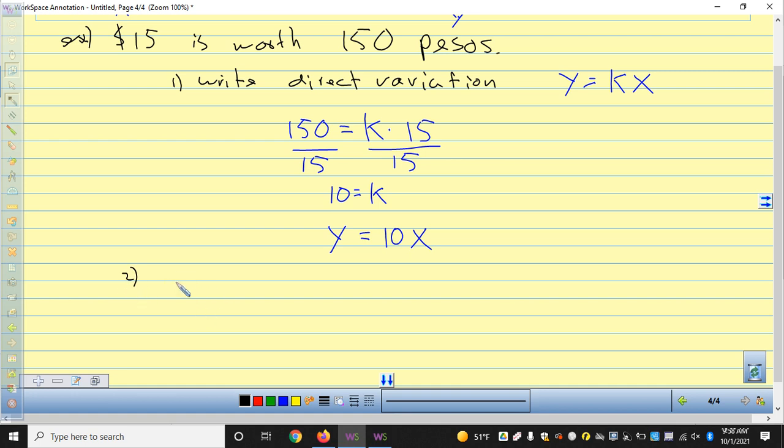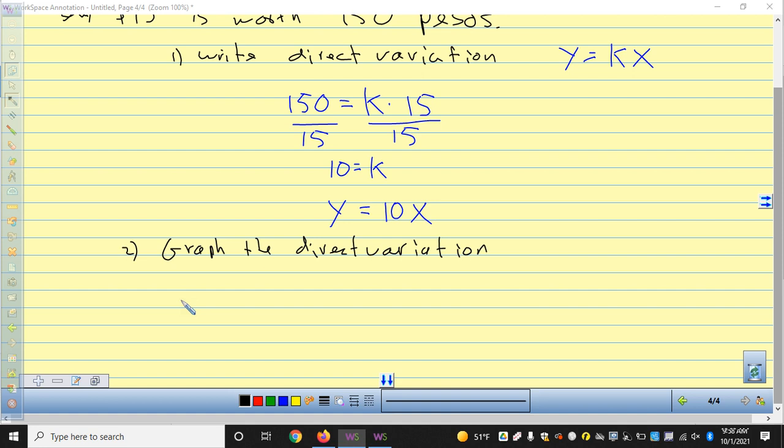The next part of the problem says graph the direct variation. Well, first I'm going to make a table, X, Y. And I'm going to pick nice numbers for X. How about 1, 2, 3, 4? Y equals 10 times x. Well, 10 times 1 is 10. 10 times 2 is 20. 10 times 3 is 30. And 10 times 4 is 40.